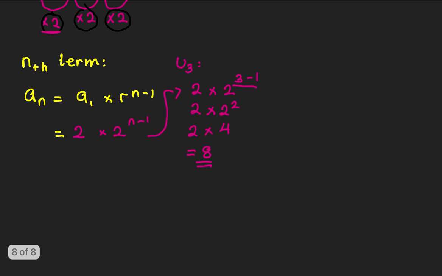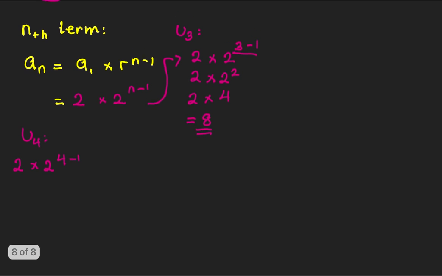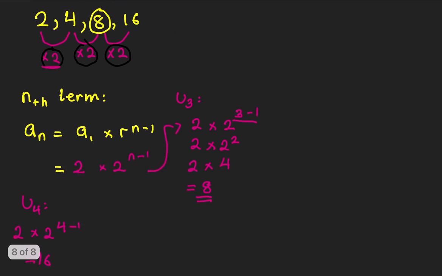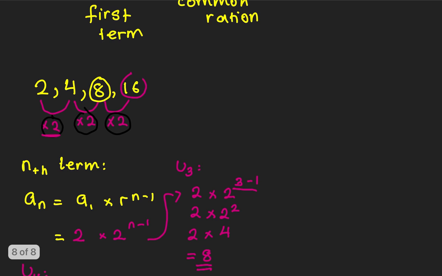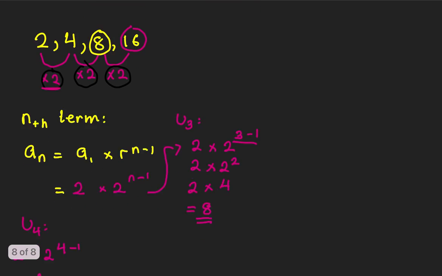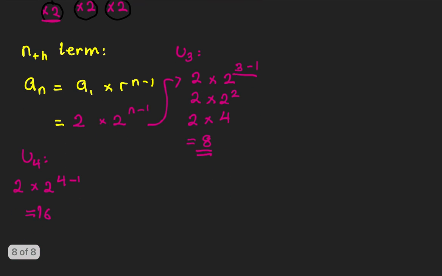Let's try our fourth term. 2 times 2 to the power 4 minus 1. That becomes 2 times 8, which is 16. Let's see if that works. That works. So we can prove that the sequence applies accordingly.